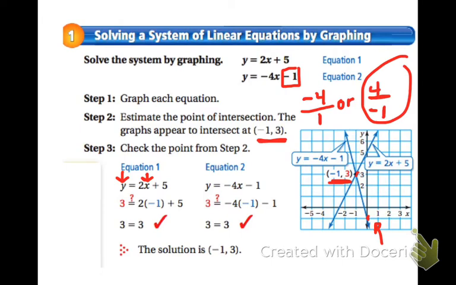Well, 2 times -1 is -2. -2 plus 5 is 3, so it works. For equation 2, does 3 equal -4 times -1 minus 1? And -4 times -1 is +4. +4 minus 1 is 3, and it does work. So now we know that this is, in fact, the solution. So now we're going to try doing these.